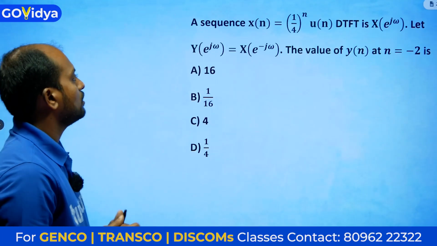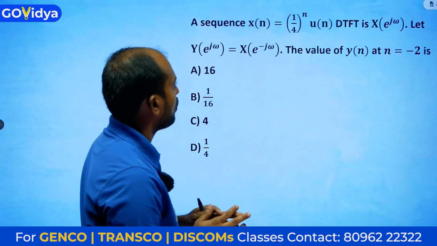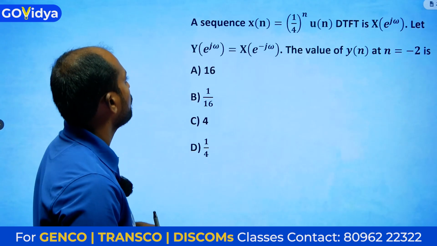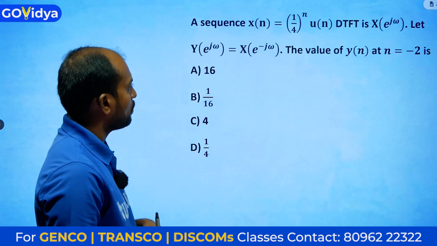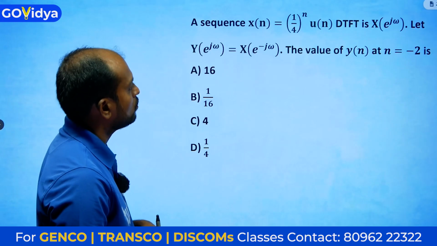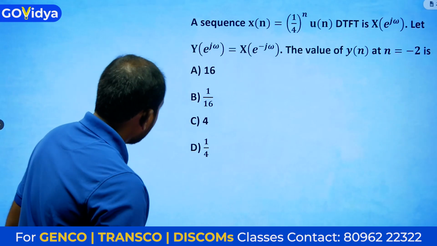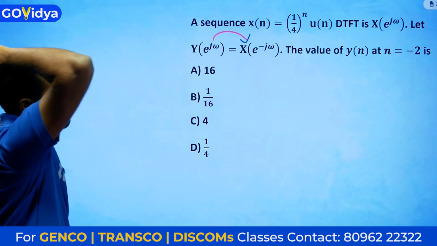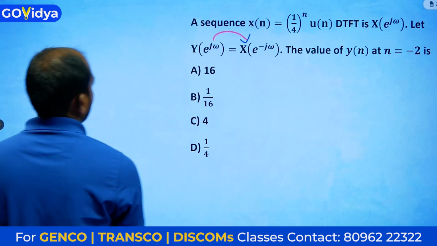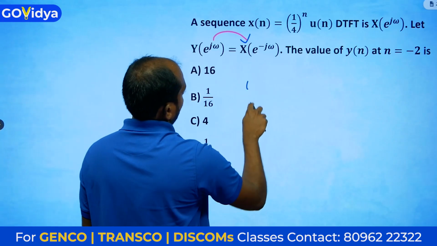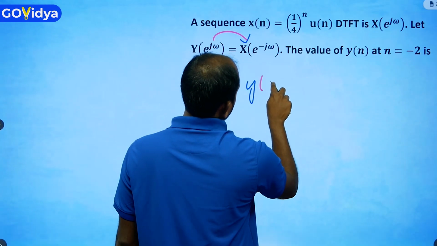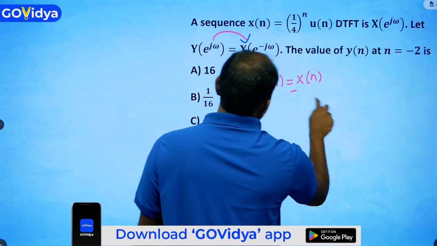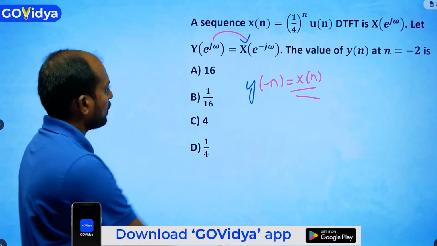The sequence x of n is equal to 1 by 4 whole power n u of n. Its DTFT is x of e power j omega. Let y of e power j omega equal to x of e power minus j omega. Then find the value of y of n at n equal to minus 2. See, these two are in antisymmetry: y of minus n is equal to x of n, given like this. Given y of n is equal to x of n, y of minus n equal to x of n.